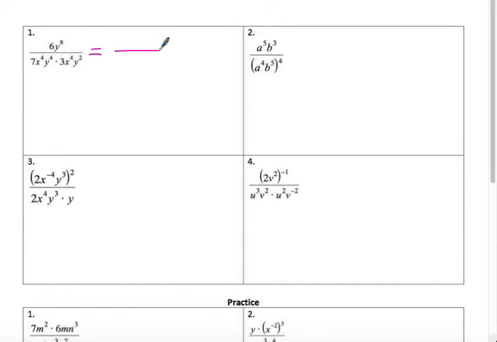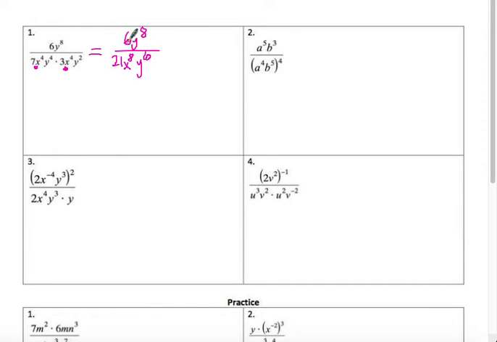7 times 3. So 7 times 3 is 21. And I have x to the 4th and x to the 4th. So I'm going to end up with x to the 8th. And then I have y to the 4th times y squared. That's going to give me y to the 6th. And now I'll worry about simplifying. The denominator is completely simplified, so now I'll worry about simplifying the whole thing.